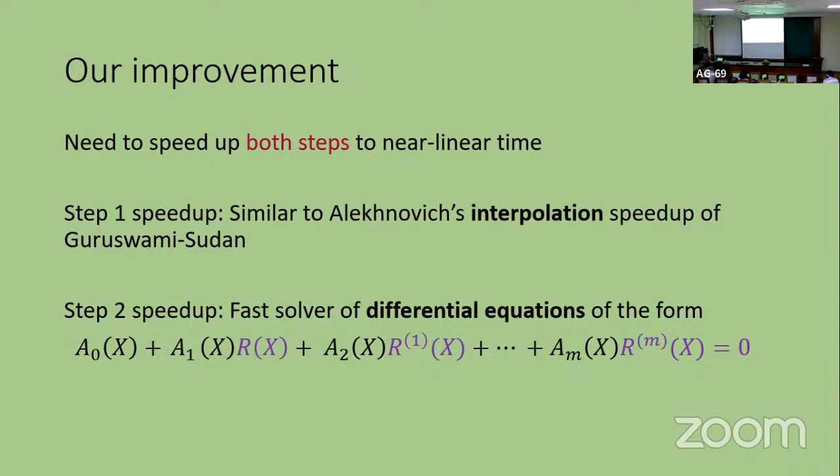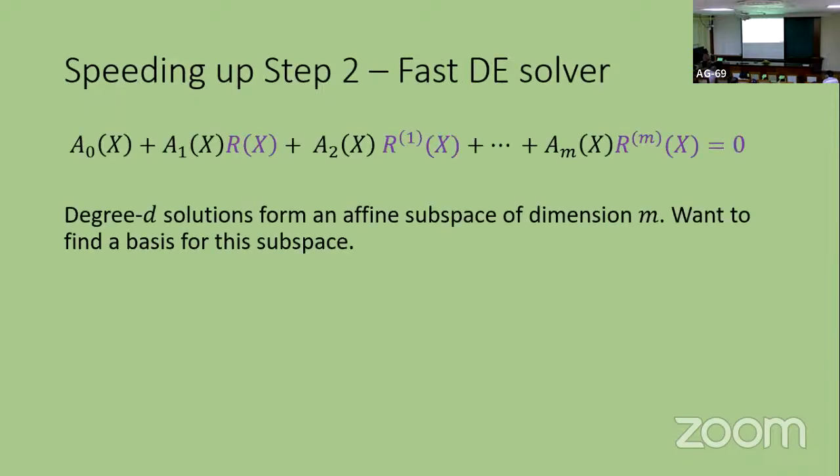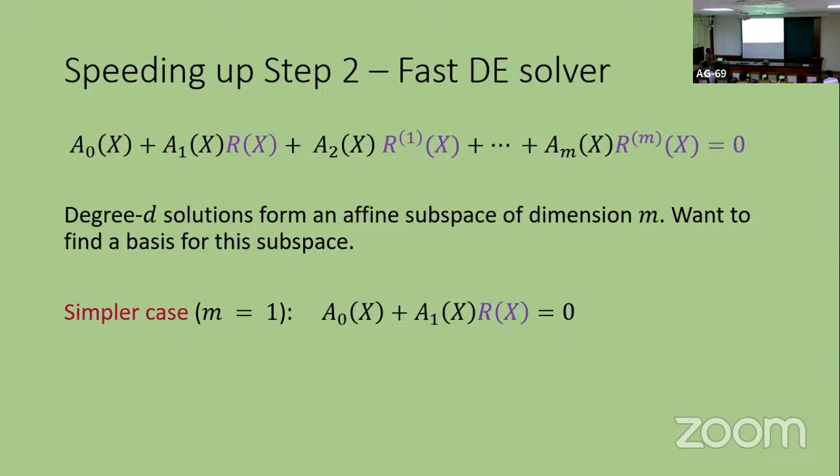Okay, that equals 0 wasn't supposed to be there. Basically, the unknown polynomials are put in this other color. These are the ones that you know already from the first step. So, how do we solve differential equations of this form, fast, in nearly linear time? Just repeating the equation here. Since it has a sort of affine structure, degree D solutions form an affine subspace, and we want to find a basis for this. Now let's look at a simple case. If it was just A0(x) plus A1(x) R(x), how do you solve this differential equation? It's barely a differential equation. How do you solve it?